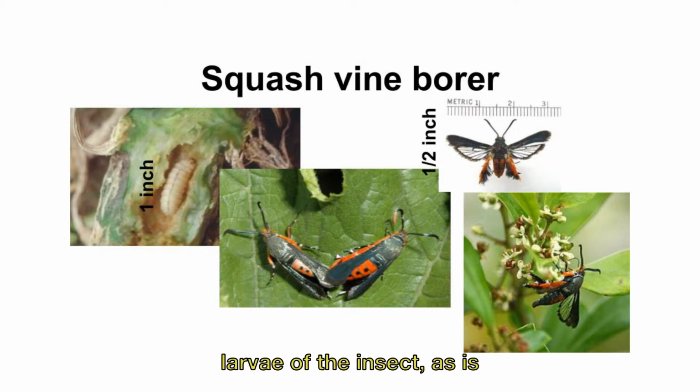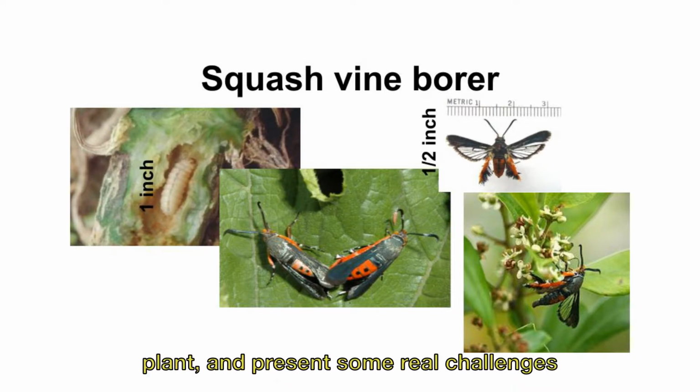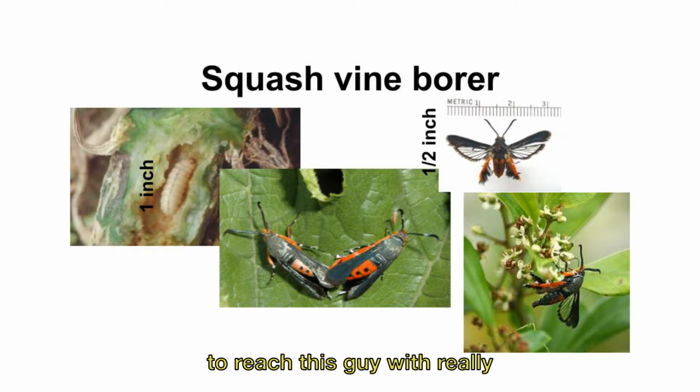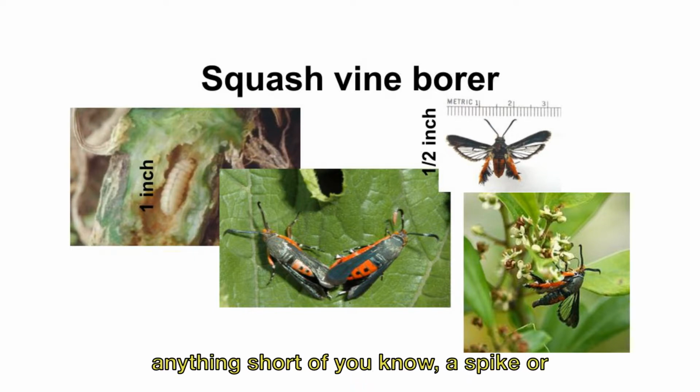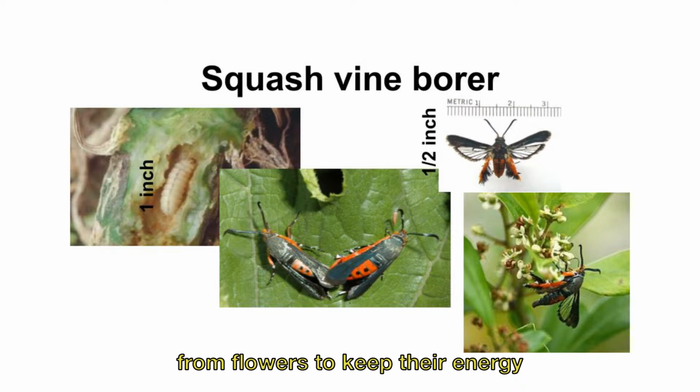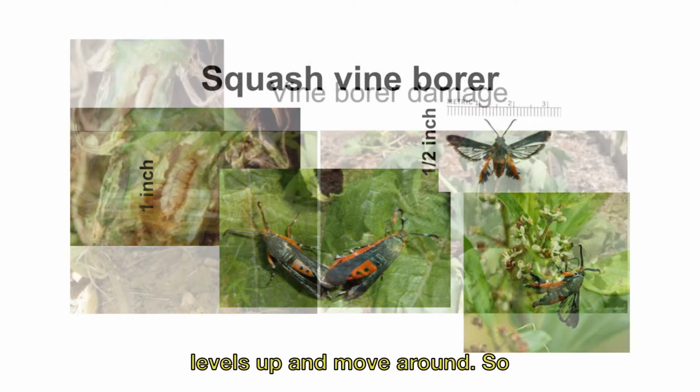This is the larva of the insect, as Zsofia mentioned earlier, and as the name suggests, it makes its living on the inside of the squash plant. And that presents some real challenges for management once the damage has started, because it's very hard to reach this guy with really anything, short of a spike or something like that. The adults, like a lot of moths and butterflies, feed on flowers and get nectar from flowers to keep their energy levels up and move around.